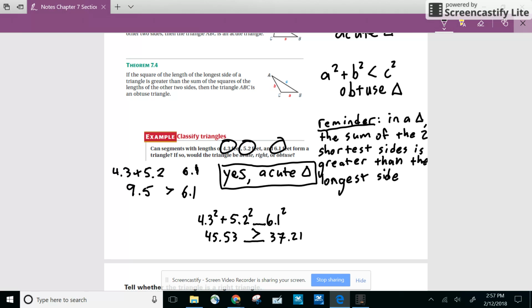Okay, so that's it for the notes. Now you should be able to do the 7.2 quiz on Canvas.